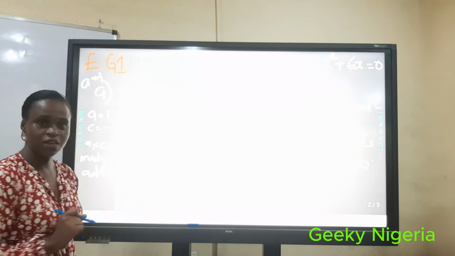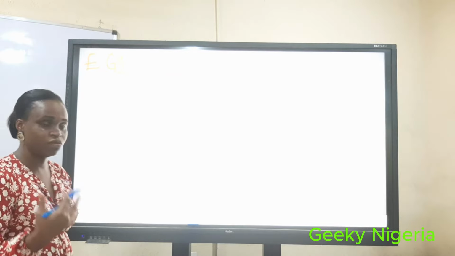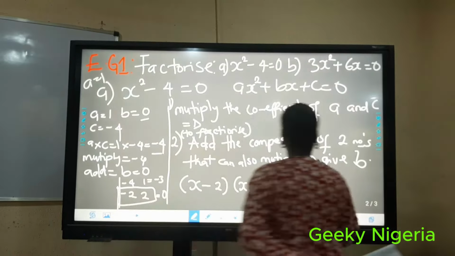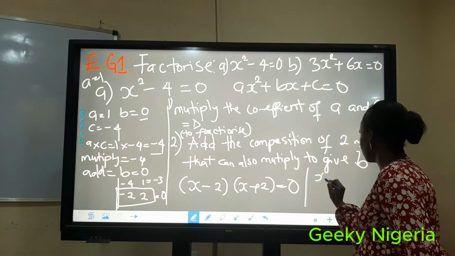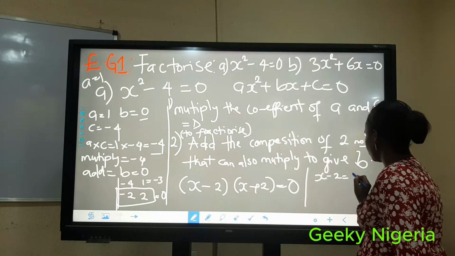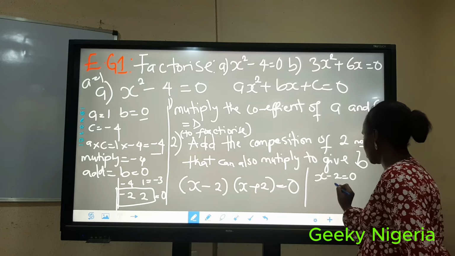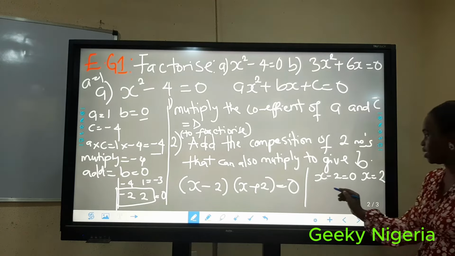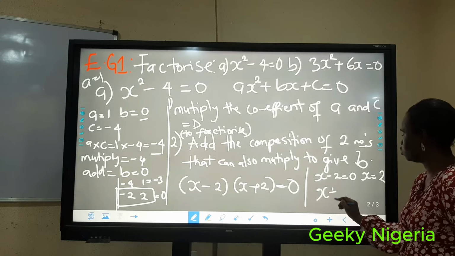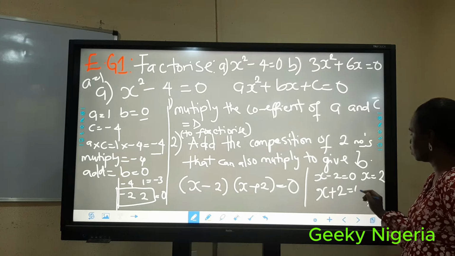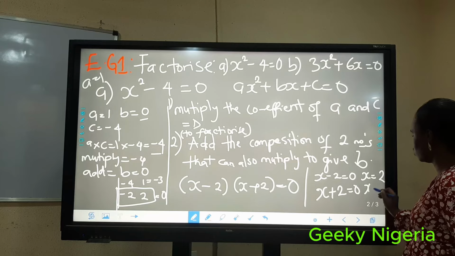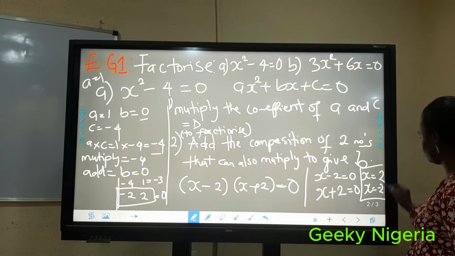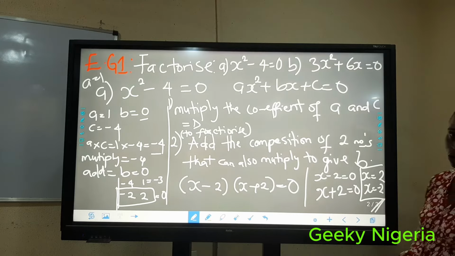And so to find the final answer, you equate each factor to 0. So for x minus 2 equals 0, that means x is equal to 2. And for x plus 2 is equal to 0, it means x is equal to minus 2. So your answers are minus 2 and plus 2.